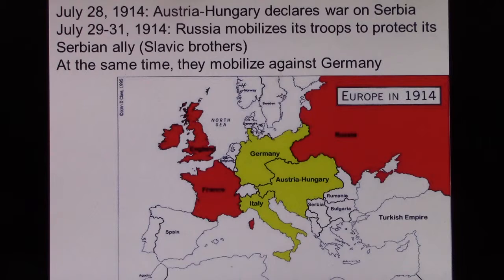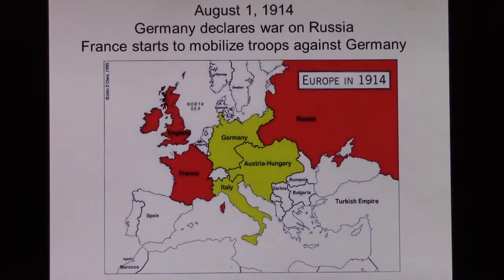On July 29th, Russia mobilizes its troops to protect their Slavic allies. Problem is, mobilization is an act of war. All right, it means you get your men and your equipment ready. You don't mobilize unless you're going to fight. And that is true in all cases except for maybe Russia. Because they're so big, it's going to take a long time for the war to start.